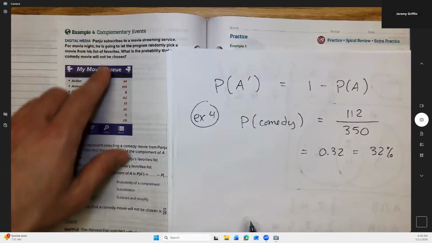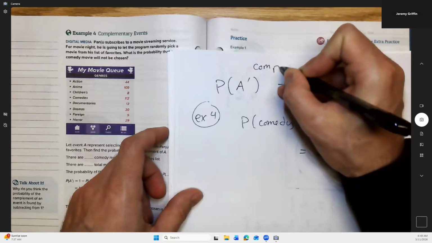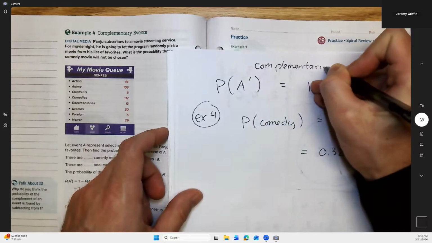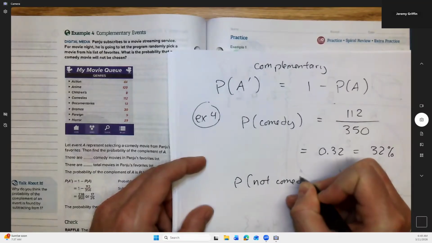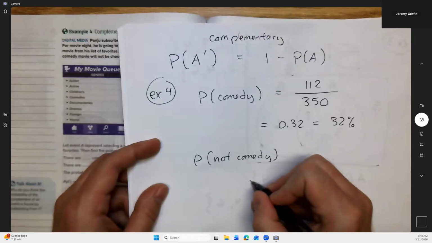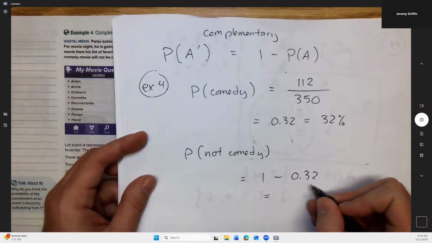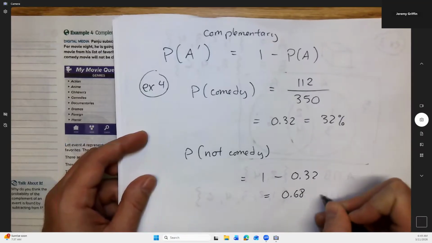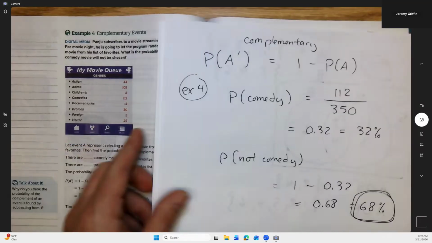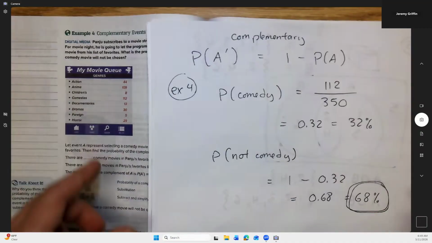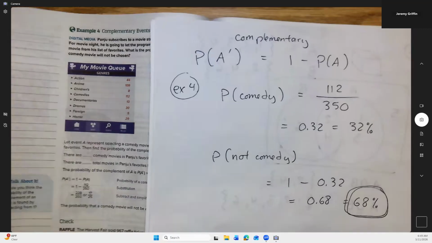But that's not what they asked. They asked what's the probability of it not being a comedy, which is called a complementary event. That's what this says here. Complementary event. So 1 minus, probability of not a comedy. We're going to say is 1 minus 0.32. I'm playing off the decimal version right there. What would that be? That would be 0.68, I think, or 68%. So choose a movie at random from this list. There's a 68% chance that it would not be a comedy because 68% of the provided movies are not comedies.